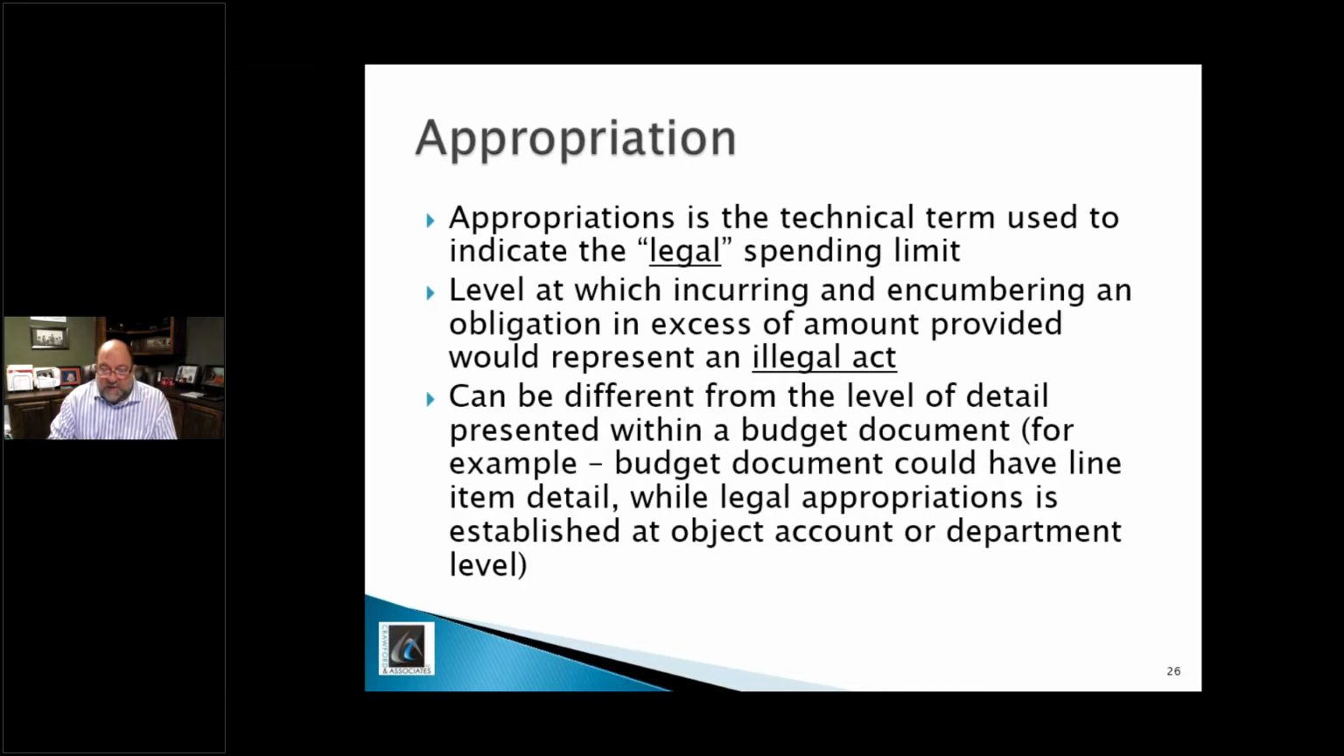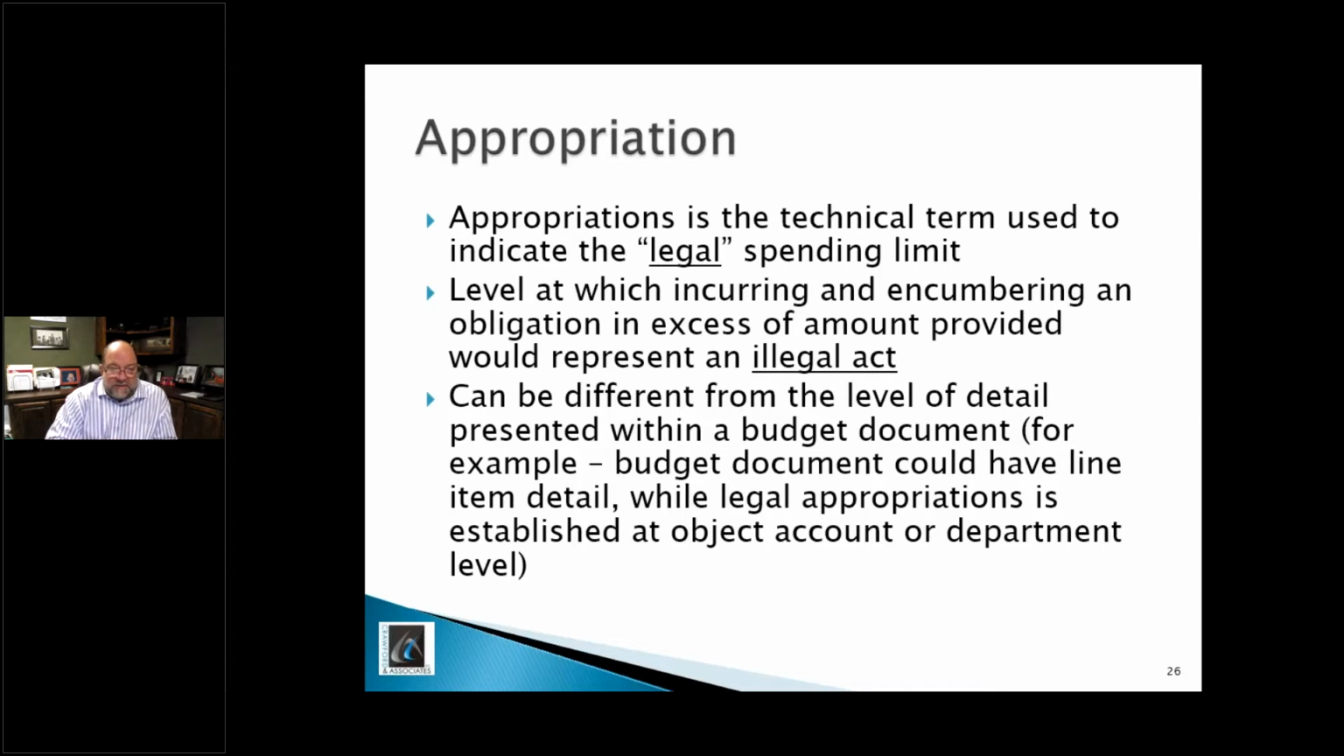I've seen several people with indictments simply because they did not exercise their encumbering technical requirements, where they basically appropriated something but then turned around and encumbered something that was in excess of that appropriation. And so again, be very careful that we don't encumber more than what we have appropriated for a particular legal level of control, whether that be at the total department level or at the individual subcategory level or at the individual line item level, hopefully not.